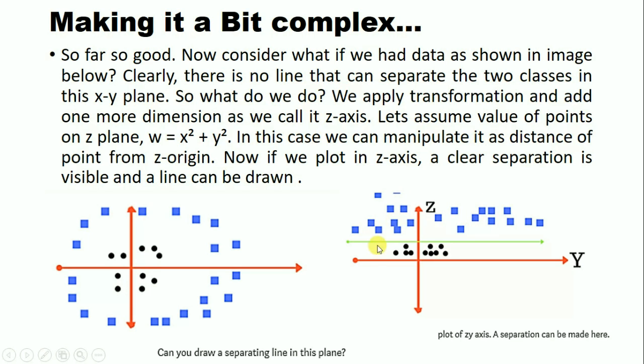Here this is the image which is shown to separate the two classes by using the Z and Y axis. Here the two classes, that is the black circles and blue squares, are divided by using the Z axis based on the distance measure on the Z axis. And this is not possible in the XY plane. So that is why we are going for the multi-dimensional space.